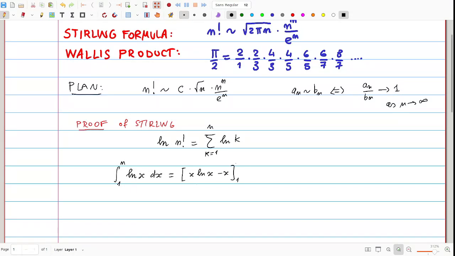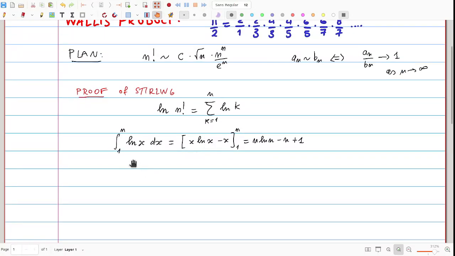This must be computed between 1 and n, so you get n log n minus n minus the same computed at 1. The logarithm of 1 is 0, so you get minus 1, so plus 1. This is exact, and however we can approximate this integral.